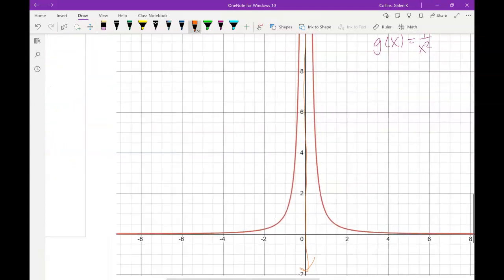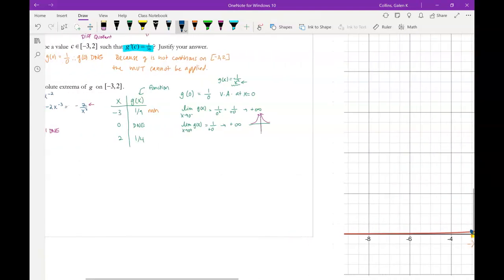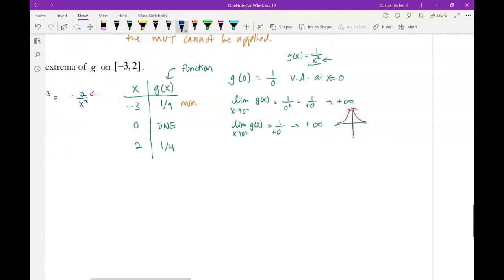So again, if I look at my Desmos graph, we were looking at this from -3 to +2. So I'm looking at the function from -3 to +2, and the minimum value is 1/9, which occurs right here. That would be the y value of that function. But as I can see, there's no absolute max, because at 0, both sides of this function are approaching infinity. They're getting higher and higher forever. So I need to consider that when I answer the question.